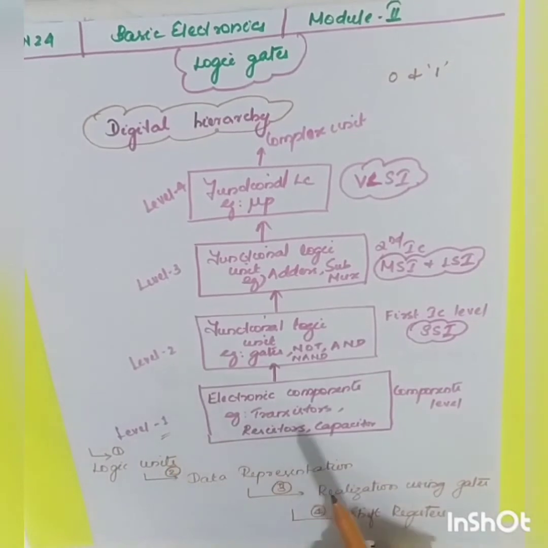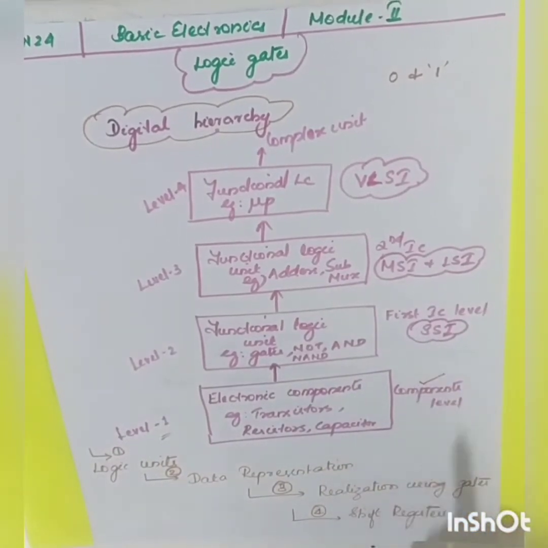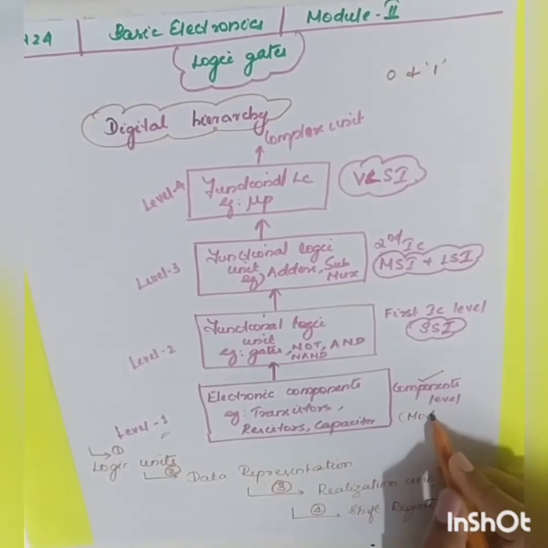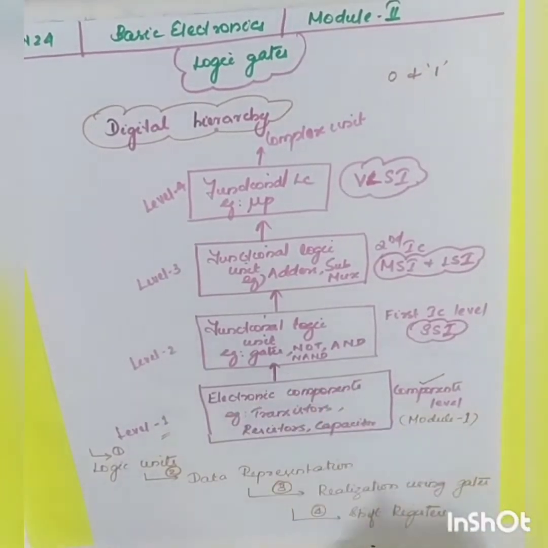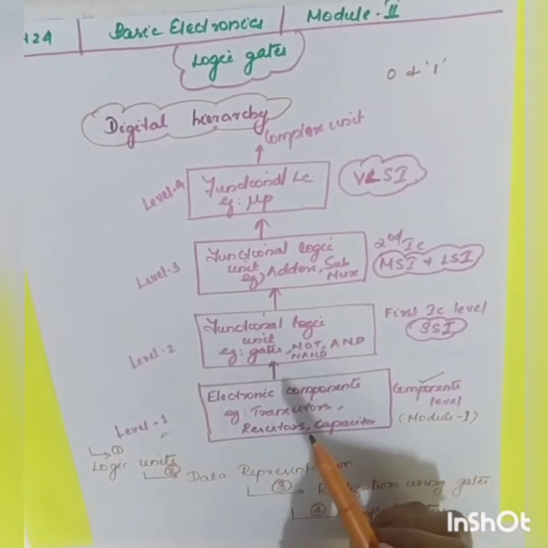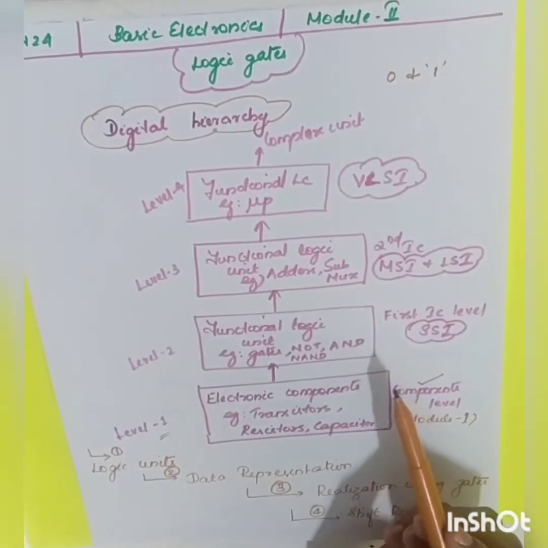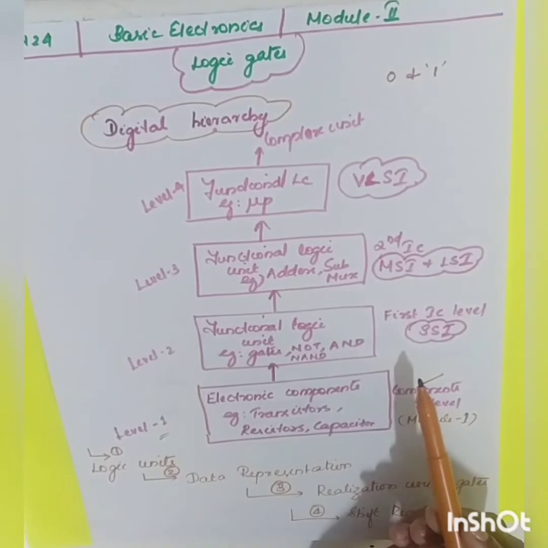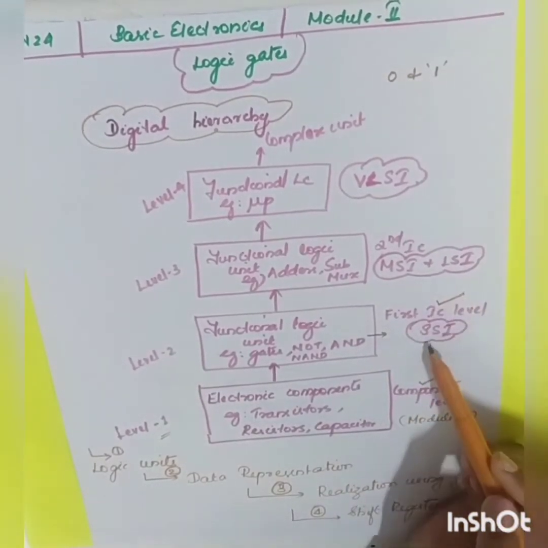So starting with level 1, which consists of electronic components like transistors, resistors, capacitors, both active as well as passive components. That was your components level, which you have already studied in your module 1. Okay. So these components will be embedded onto your second level, which is called functional, which consists of functional logic units or your basic gates. Okay. Gates, basic gates, universal gates, etc., which form the first level of your integrated circuit, that is your small scale integration.